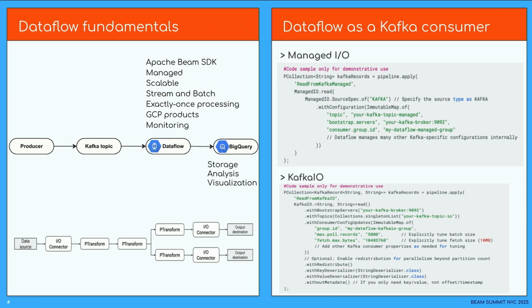With Kafka I/O, you call Apache Beam's native flexible connector directly, and users can tune parameters related to consumer group configuration, offset management, polling behavior, and a few other things.